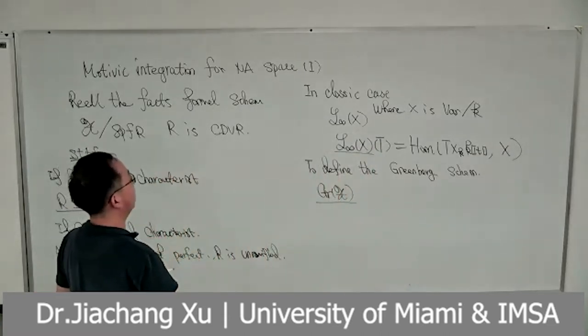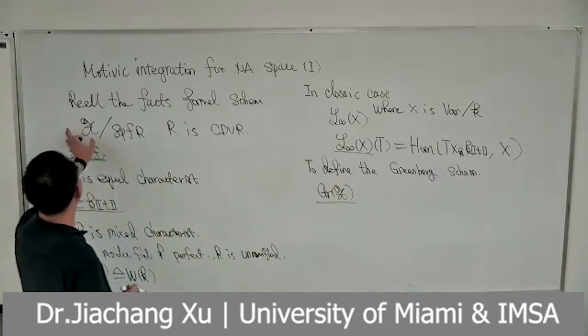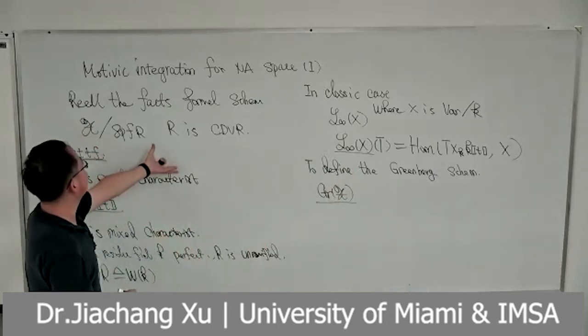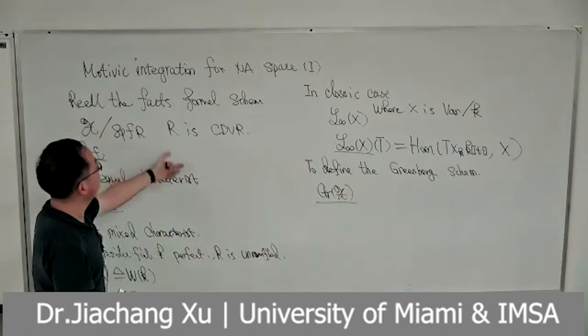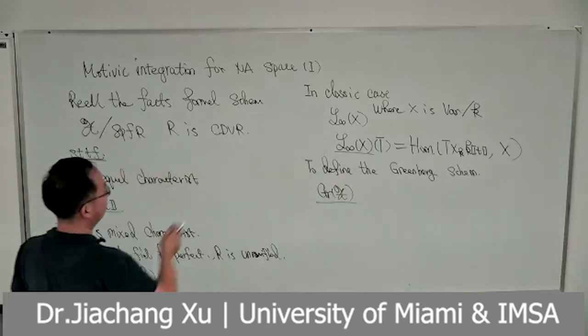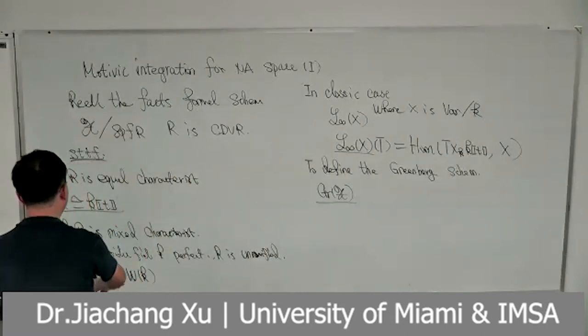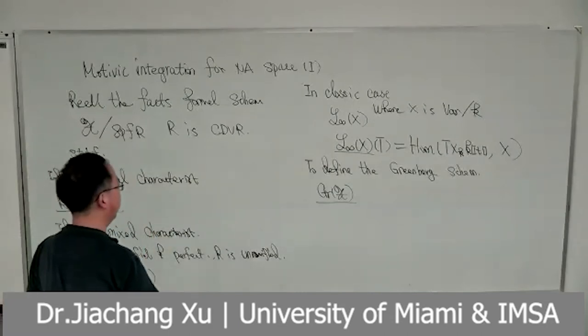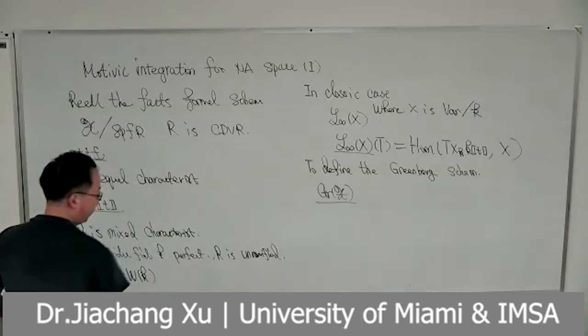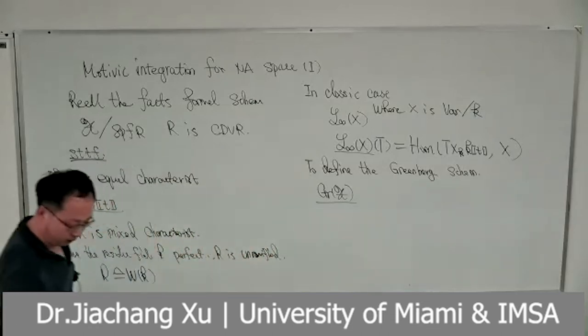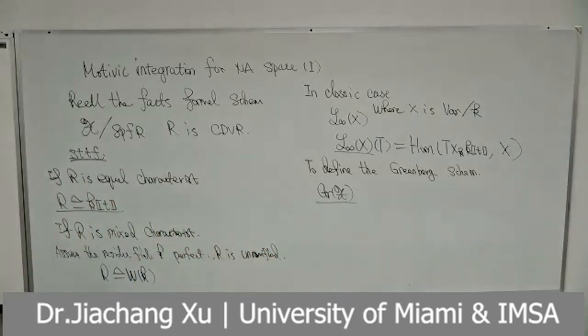In this case, we can also use a similar way. But the difficult thing here is that the formal scheme is over a general complete DVR. In order to define the corresponding functor, we need to deal with the mixed characteristic case. So the first step is to try to do a similar generalization.